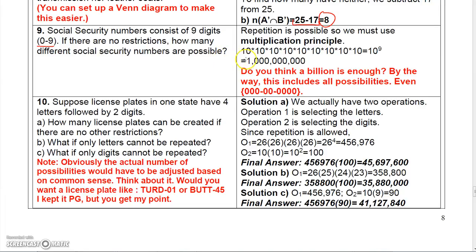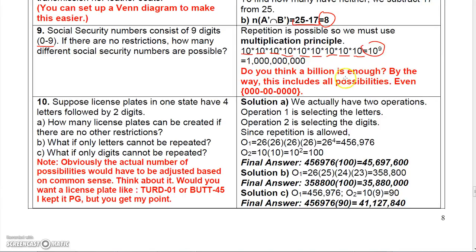Well, let's say we were going to write down just a random Social Security number. Well, there would be 10 ways to fill out the first spot. There'd be 10 ways to fill out the second spot, 10 ways to fill out the third spot, and so on. So we would have 10 ways to fill out each of the 9 spots because we're allowed repetition here. There's no restrictions. So that would be 10 times 10 times 10, 9 times, which would give me 10 to the 9th, or 1 billion.